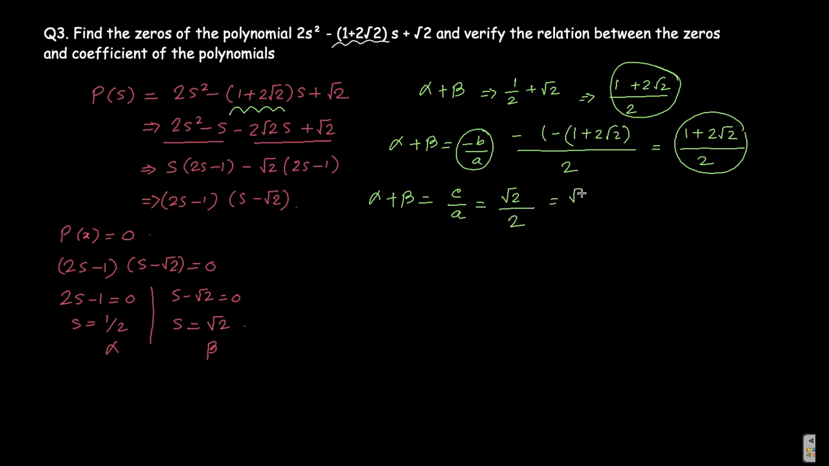So root 2 by 2 becomes 1 by root 2, or we can say it as root 2 by 2. Now what is alpha plus beta over here? Sorry, here again I have made a mistake, it is alpha into beta. So alpha into beta is nothing but half into root 2, that is root 2 by 2. So the product of the zeros also matches with the previous one. So this is type 1 math.